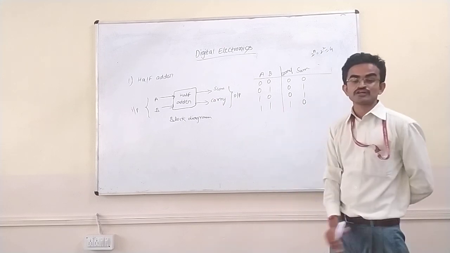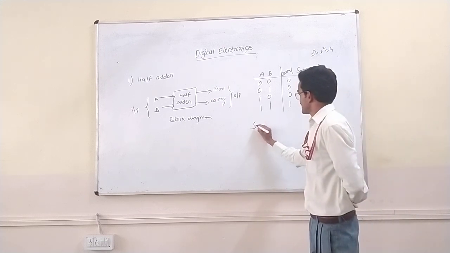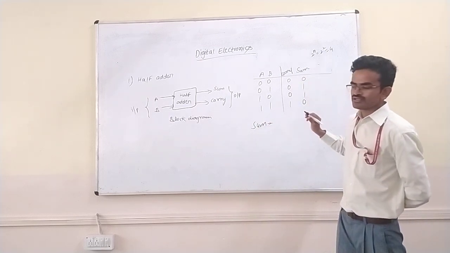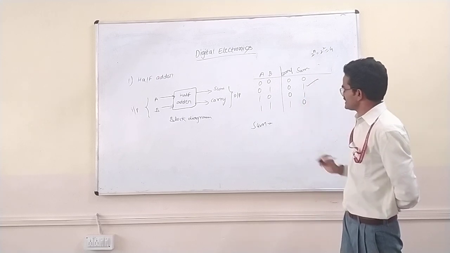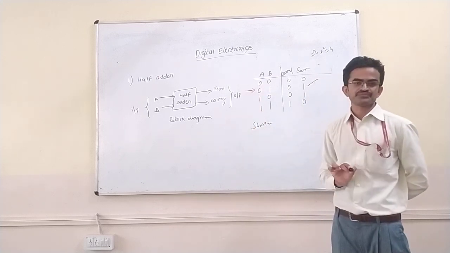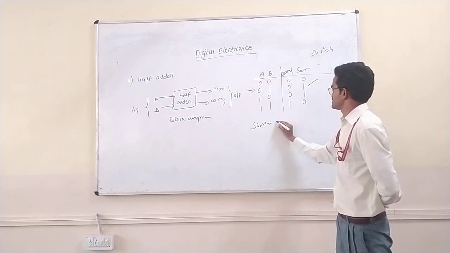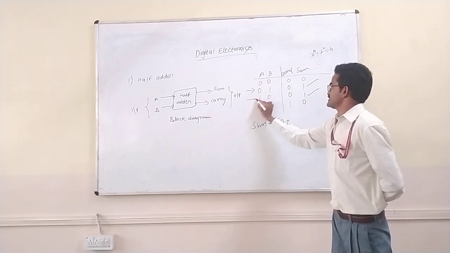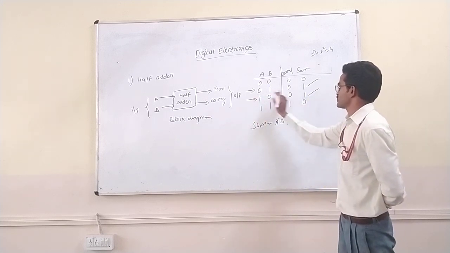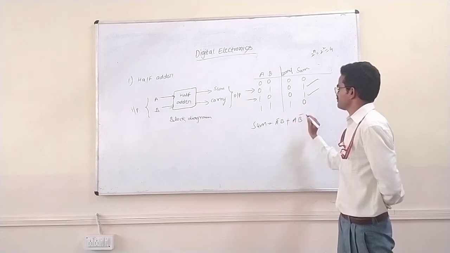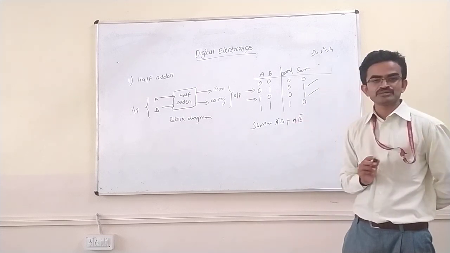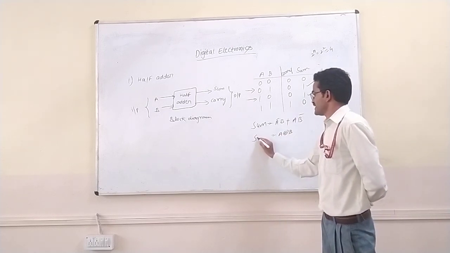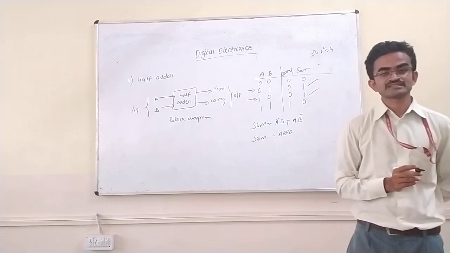Now we need to write the logical expressions. First, write the logical expression for sum. How do we write it? It is very simple. Whenever the output is high, consider the respective inputs. Here, the respective inputs are A bar B, plus, for this one, A B bar. So A bar B plus A B bar is nothing but A XOR B. So this is the logical expression for sum.